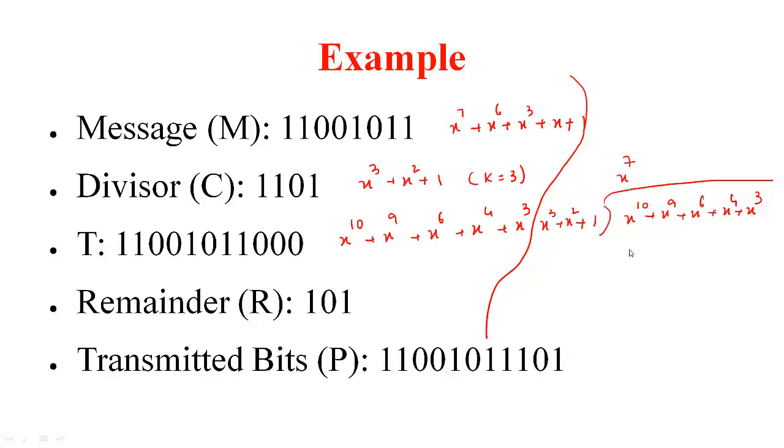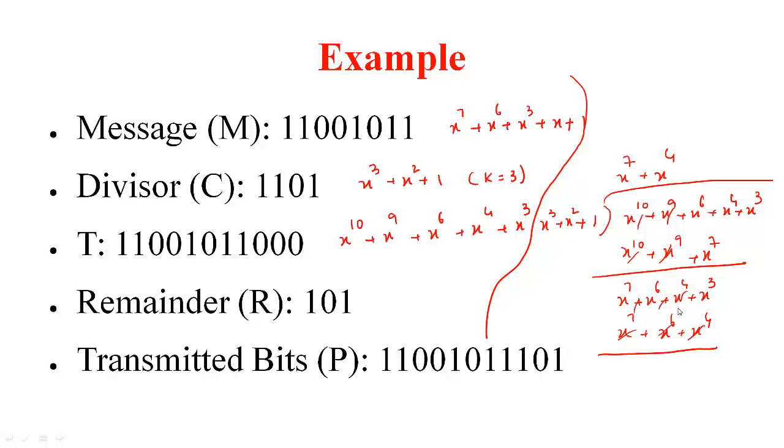So x to the power of 7, it is x to the power of 10 plus 9 plus x to the power of 7. So these terms kind of cancel out. We have x7 plus x6 plus x4 plus x3. Again, I'm going to do this. It is x7 plus x6 plus x4. In fact, all these terms are kind of cancelling out. Now you have x3, so I have to do one more. So this is x3 plus x square plus 1, which leaves me with x square plus 1. So this is the remainder.